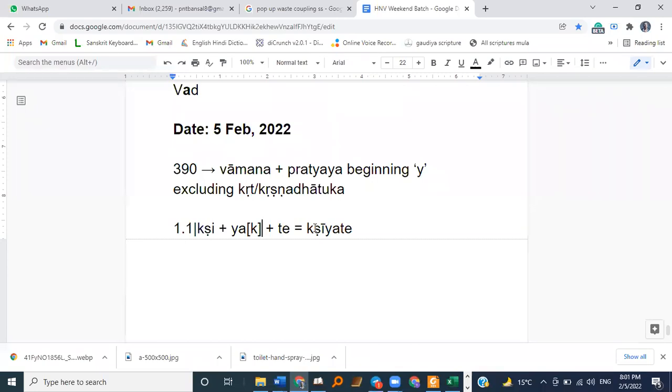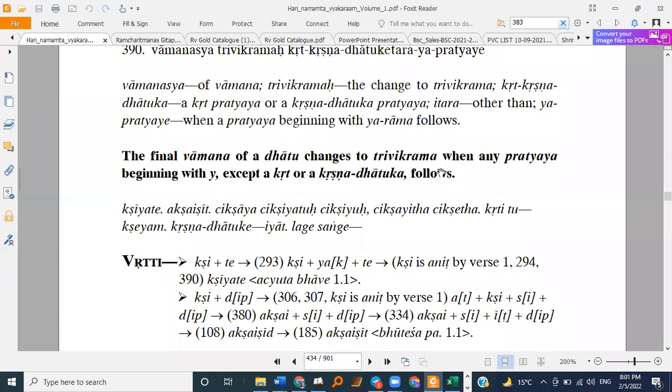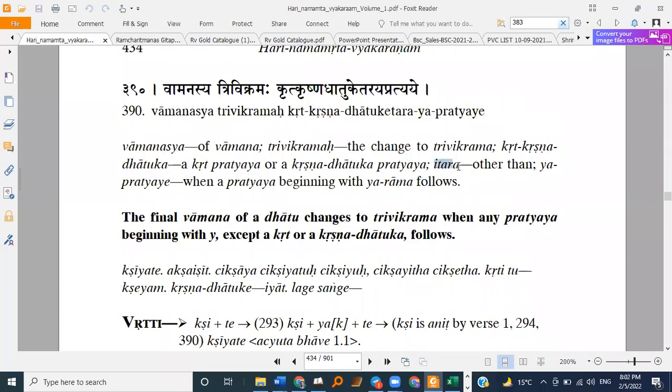Where in this sutra does it say that it's not those? I'm just trying to understand the language of the sutra. Okay, so the sutra says itara. The word itara means other than. Other than Kridanta Pratyayas or Krishna dhatuka. So krit krishna dhatuketara. I see, Vamanasya Trivikrama Krit Krishna Dhatu Ketara Ya Pratyaye. Itara means anyat, like other than that. Okay, sorry, I was missing that part.